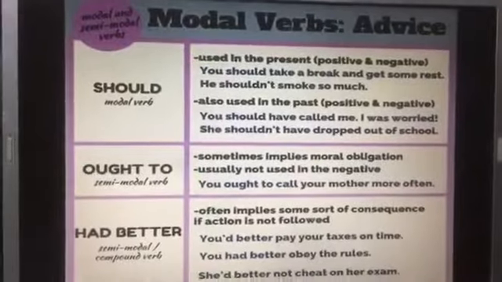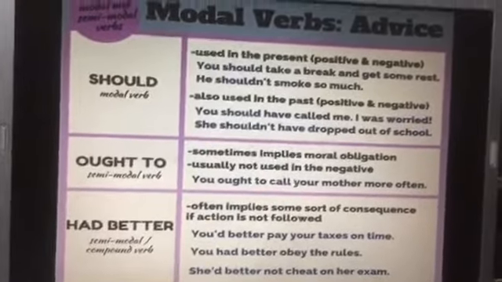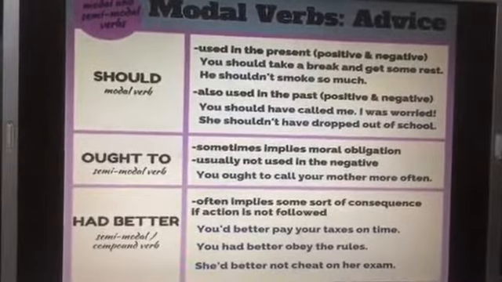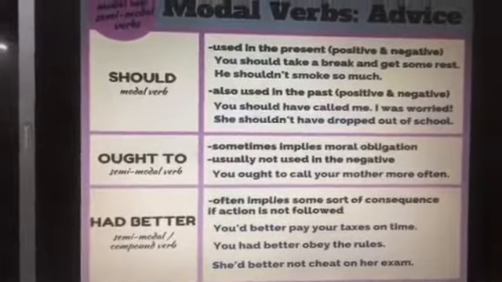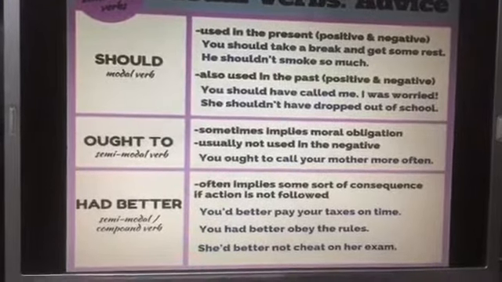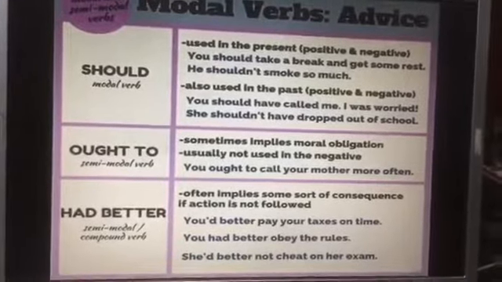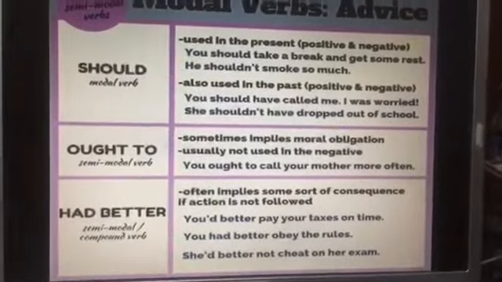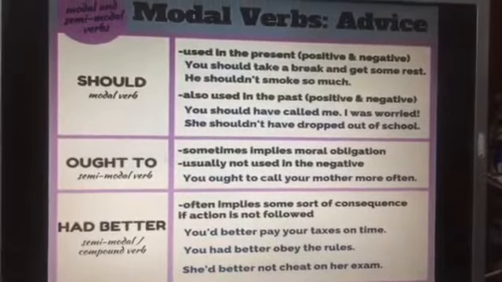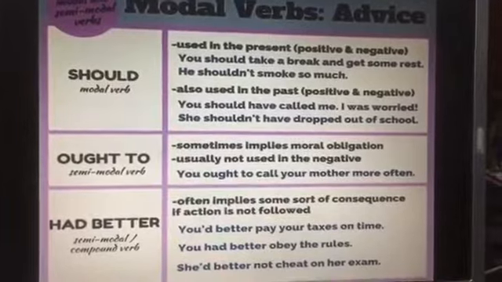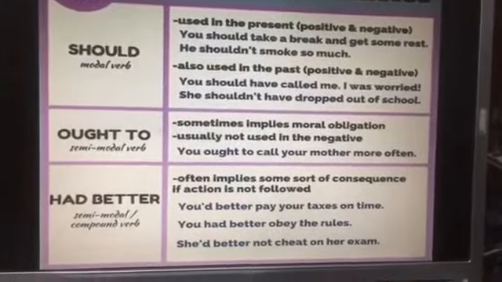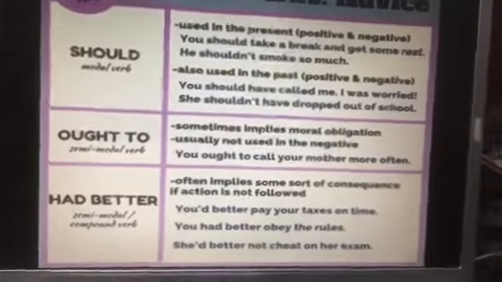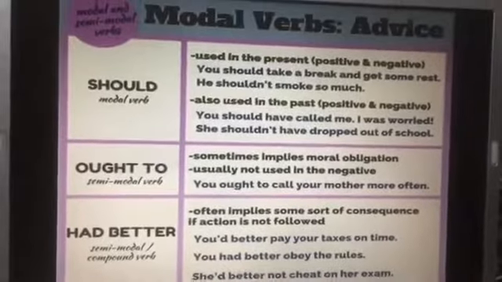Next we have for advice, should, ought to, had better. Should is for present tense and it can also be used for past tense as well. Like for present tense, you should take a break and get some rest, while for past tense, you should have called me, I was worried. Ought to sometimes implies moral obligation, right? Usually not used in the negative form. You ought to call your mother more often, just like must, right?